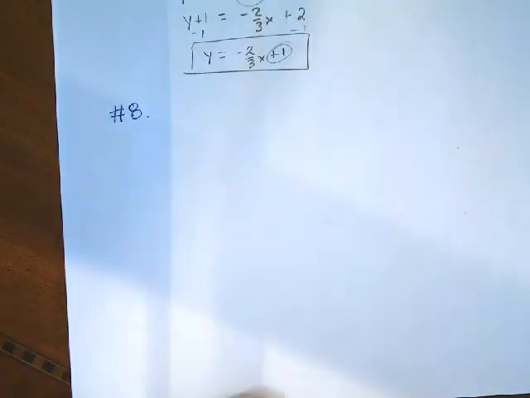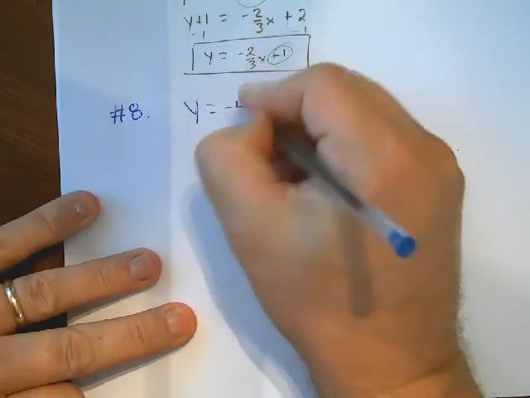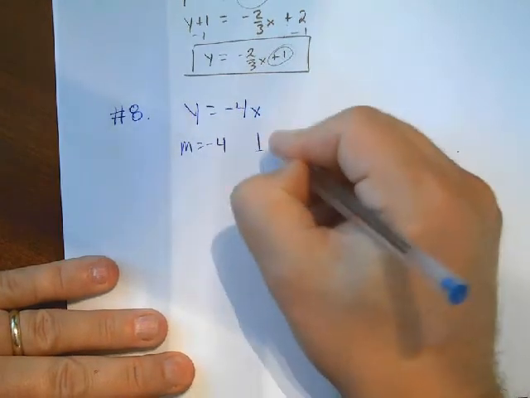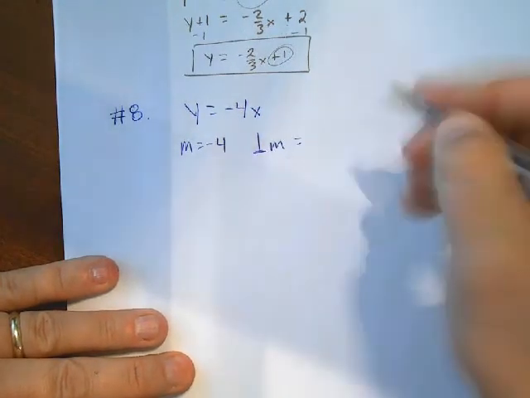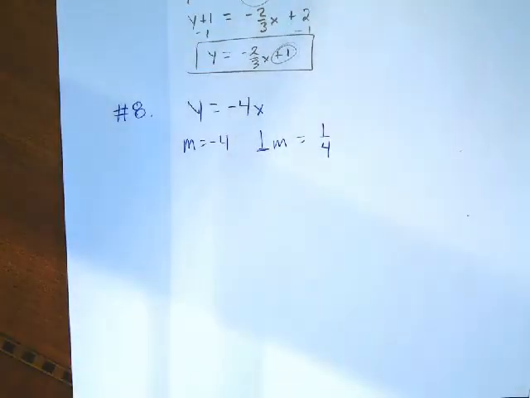All right, number 8. It says, the line perpendicular to y is equal to -4x. Okay, y is equal to -4x. So the slope is -4. The perpendicular slope, this is the same pattern we're doing, would be +1/4.